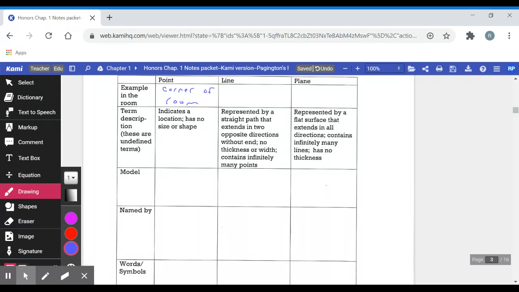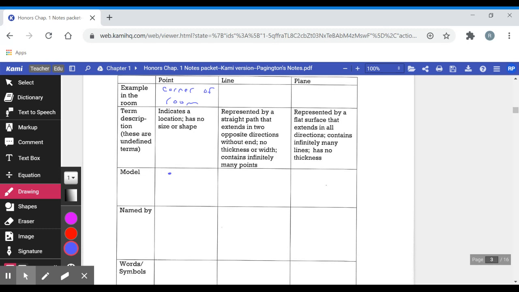And again, these words, point, line, and plane, are undefined terms, meaning, when geometry was created, they developed these words, they gave a description of these words, and then everything of geometry is kind of built upon this. So a point indicates a location, a spot in space, but it technically has no size or shape. Even though it might look like it in the book or on a piece of paper, it technically has no size or shape.